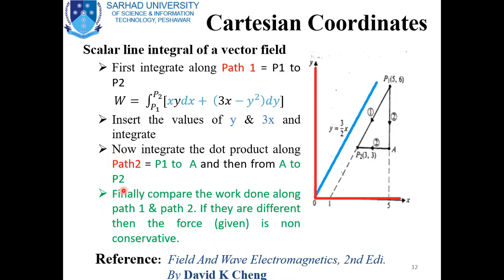And now finally we have to compare the work done along path 1 and the work done along path 2. If these work done are similar to one another, then we will say that the force which performs the work done is a conservative force. And if the work done along path 1 is different from the work done calculated along path 2, then the force is said to be non-conservative. So in this example we discussed the line integral of a function.